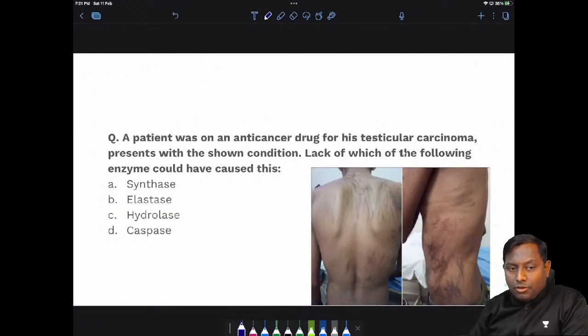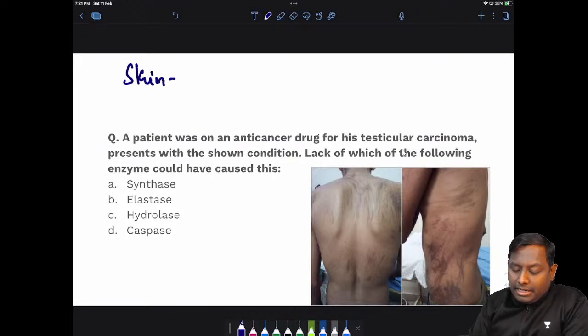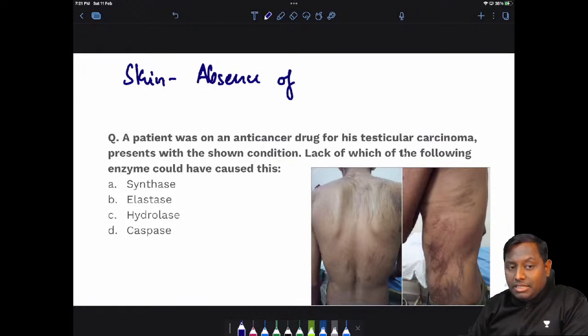I think same question. Remember, always remember our skin that we have. Skin has absence of an enzyme. Is it elastase, synthase, hydrolase or caspase? Caspase तो यार ये apoptosis में पढ़ते हैं ना आप लोग, पैथो में पढ़ते हैं, आपका favorite subject है ना. But there is going to be absence of hydrolase.